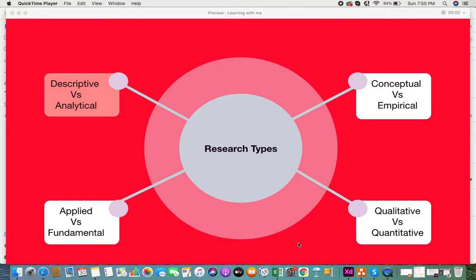Everyone. Today I will be giving you some information on research types. Previously I've made a video about research, what is research and what are research objectives. So this is a video about the different types of research.